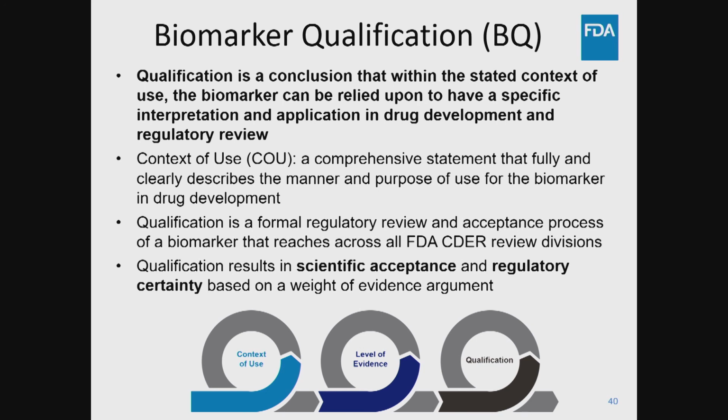Qualification is a formal regulatory review and acceptance process of the biomarker that reaches across all FDA and CDER review divisions. So once a biomarker has been qualified, the different review divisions won't treat it differently. It's qualified for that specific context of use and can be used across all review divisions. Qualification results in scientific acceptance and regulatory certainty, based on a weight of evidence argument that's presented in the qualification process.